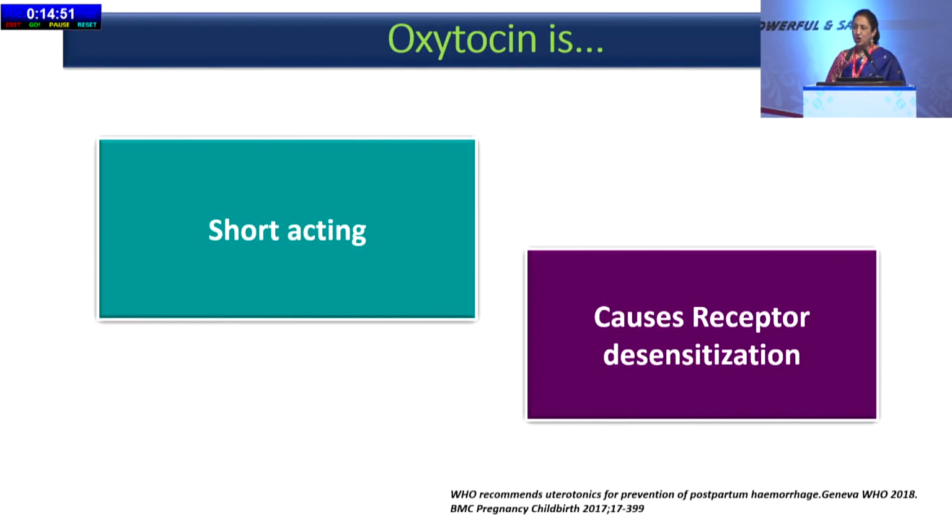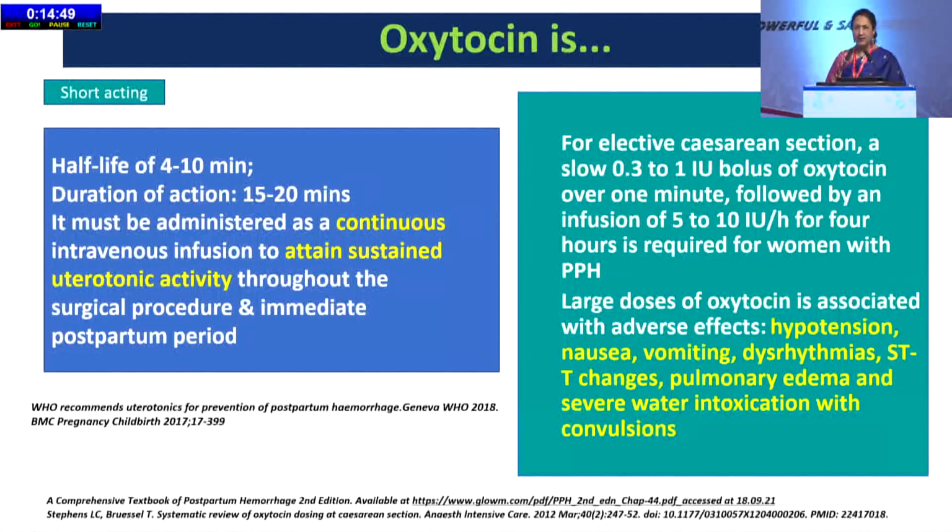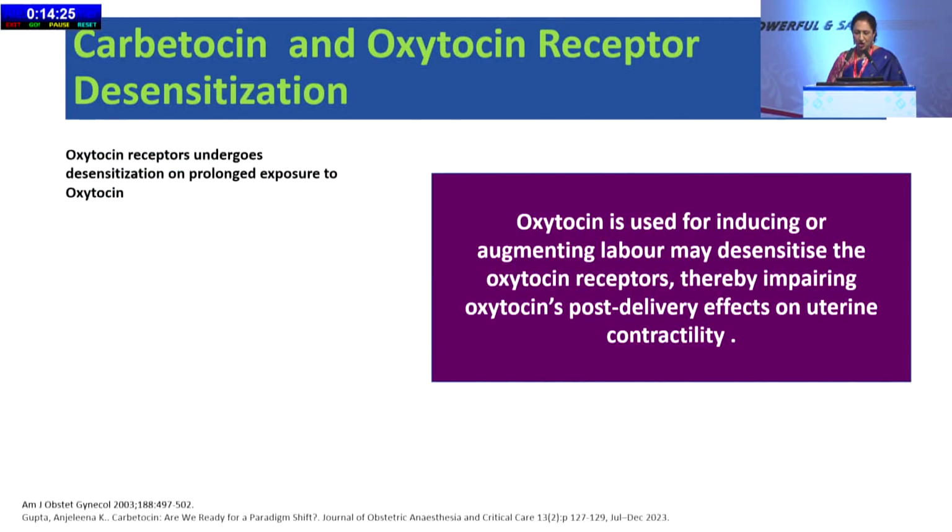Oxytocin is short-acting, and it causes receptor desensitization. The half-life is just 4 to 10 minutes. The duration is 15 to 20 minutes. To acquire a sustained uterotonic activity, you need to give it continuously. But when you give it continuously and in larger doses, there could be adverse effects like hypertension, nausea, vomiting, dysrhythmia, pulmonary edema, or water retention.